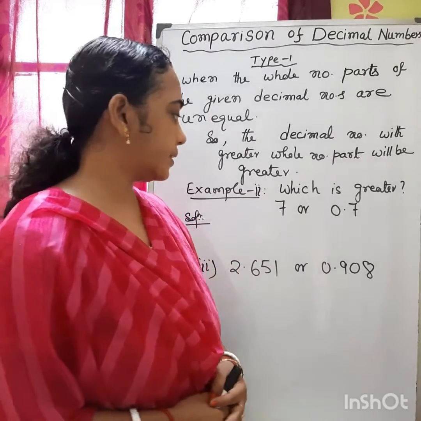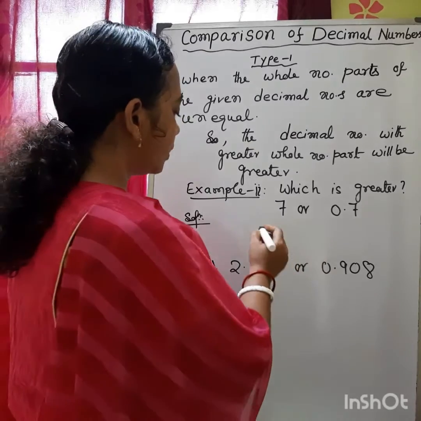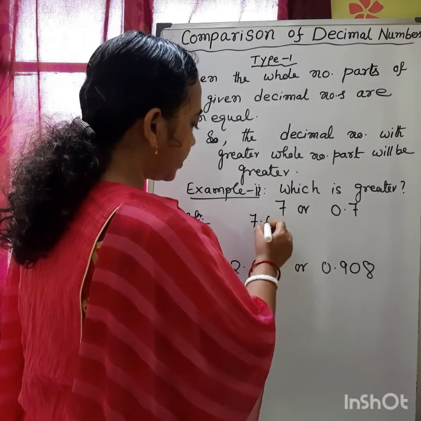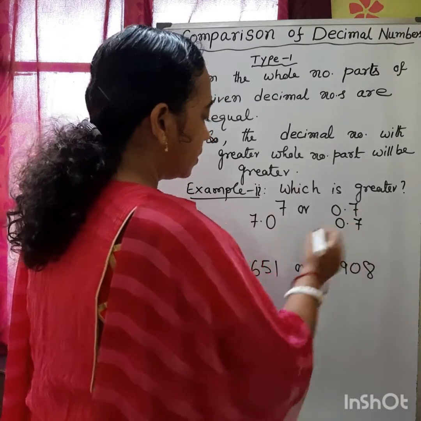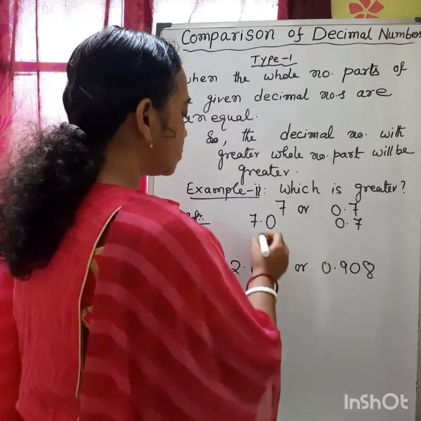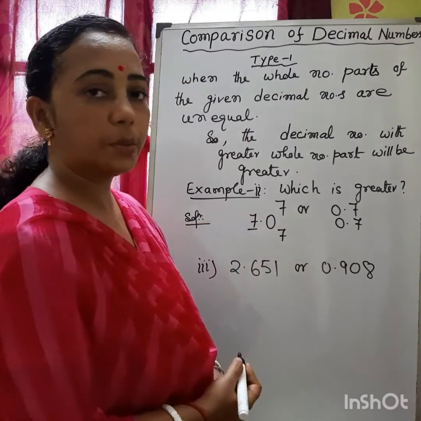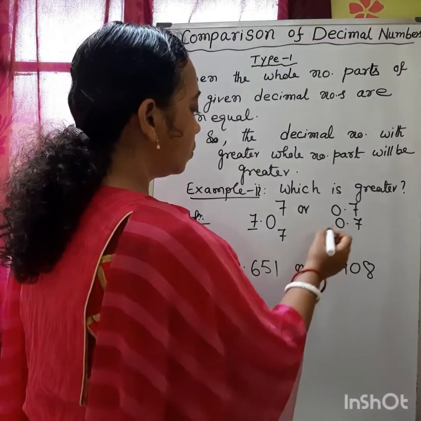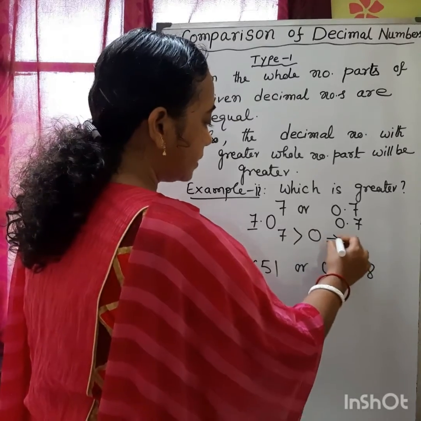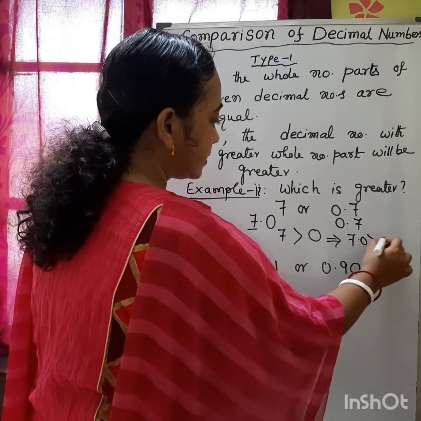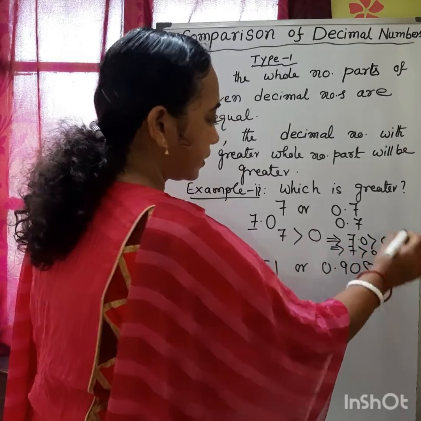Now let us see another example, which is greater, 7 or 0.7. Here 7 is a whole number, so we can write it as 7.0, and the next given decimal number is 0.7. So let us compare their whole number parts. In the first number the whole number part is 7 and in the second number the whole number part is 0. So always 7 is greater than 0. So we can say that 7.0 is greater than 0.7, which means that 7 is greater than 0.7.